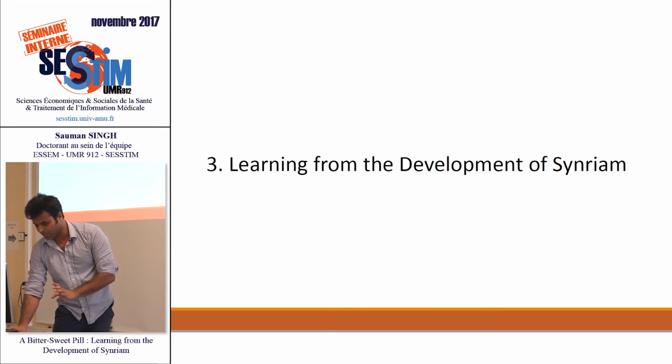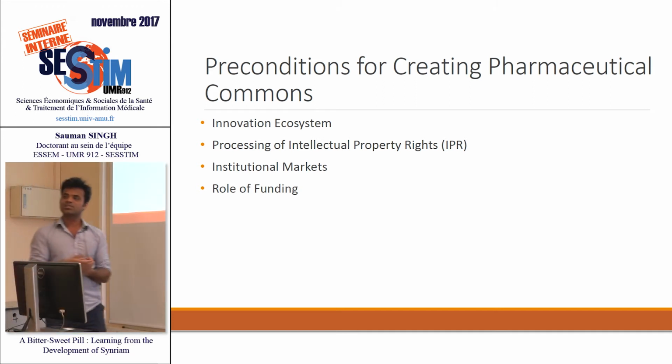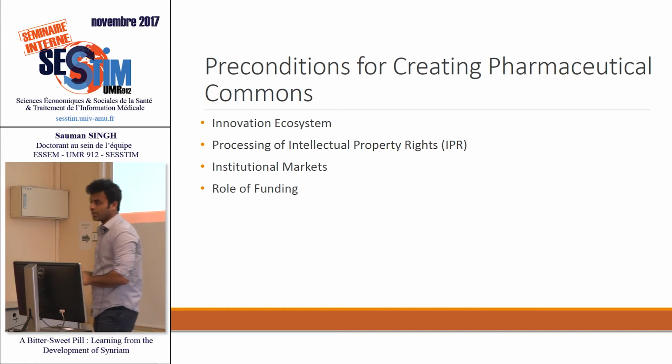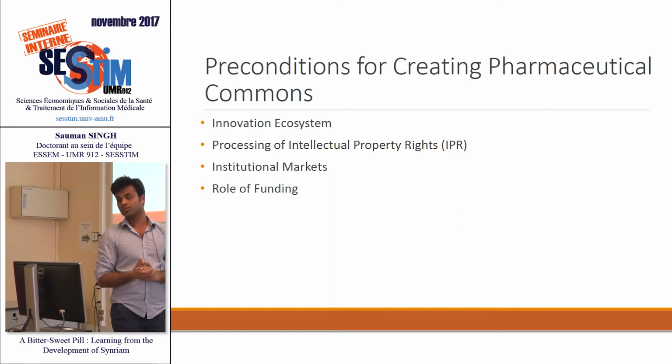So what did we learn from it? We will talk about 4 different things. First, the necessity of an innovation ecosystem. Second, the processing of intellectual property rights. Third, the creation of institutional markets. And fourth, the role of funding.